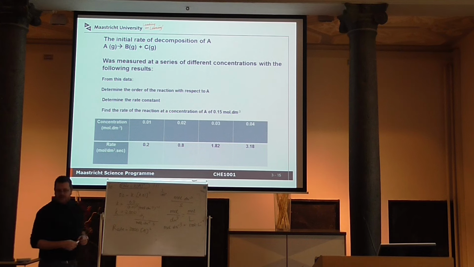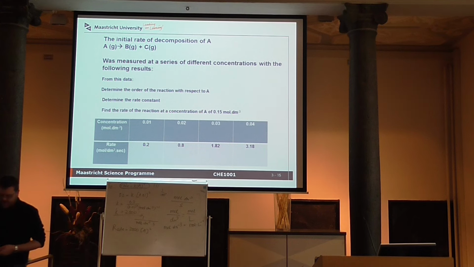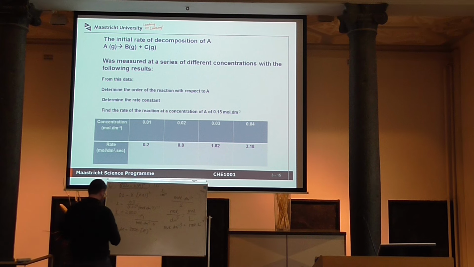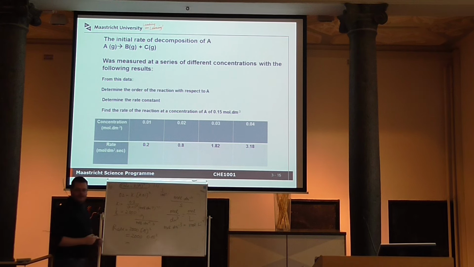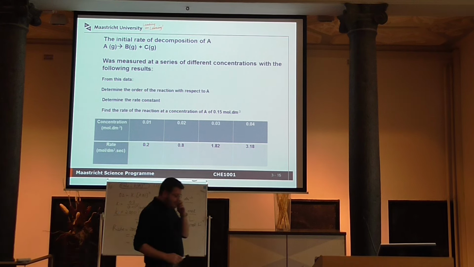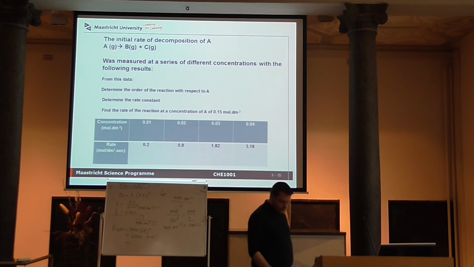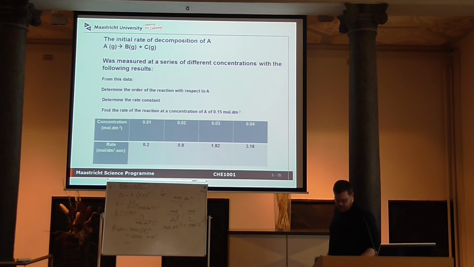Okay? So to determine the rate at a concentration of 0.15, what are we going to do? Correct. Not 1.10. And then you plug that into a calculator. That would be the rate of the reaction at that concentration. All right, let's move on.